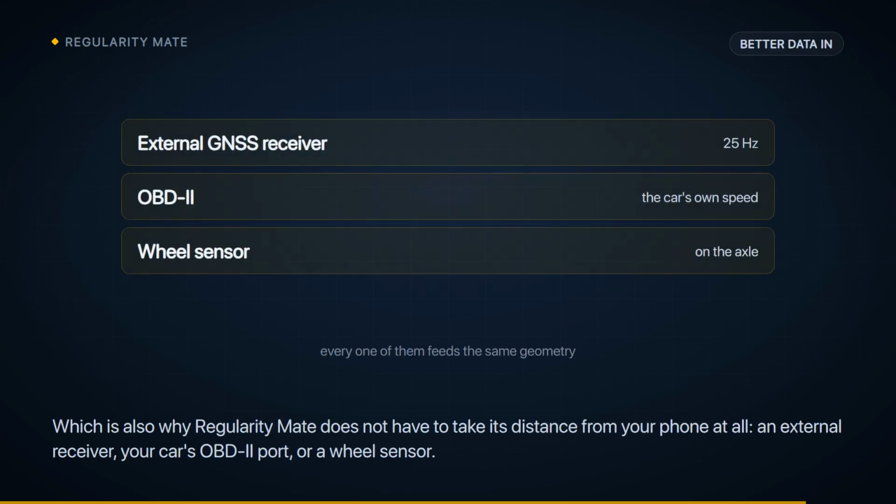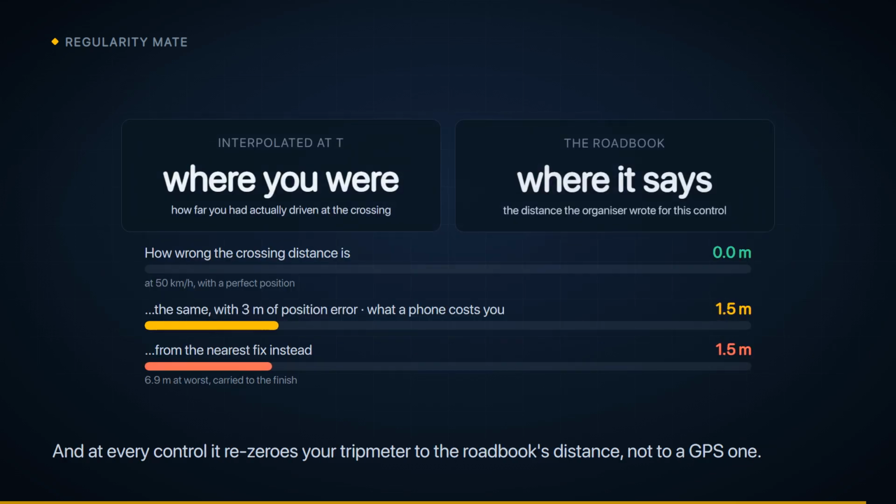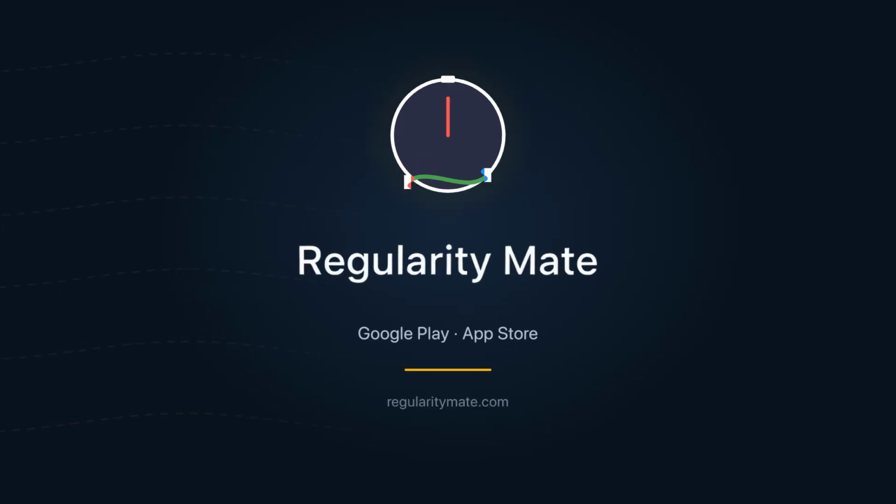Which is also why Regularity Mate does not have to take its distance from your phone at all. An external receiver, your car's OBD2 port, or a wheel sensor. The wheel sensor and the OBD port never touch a satellite, so your distance survives a gorge. And at every control it re-zeroes your trip meter to the roadbook's distance, not to a GPS one. Regularity Mate, on time to the meter.